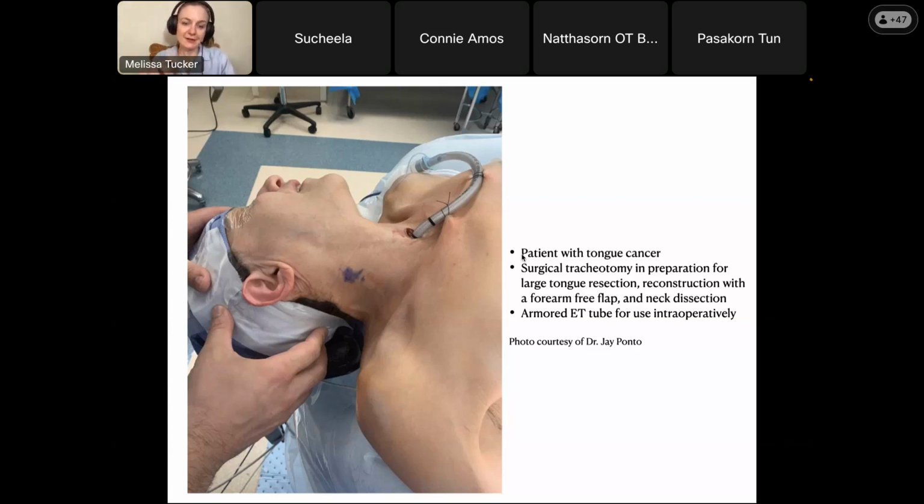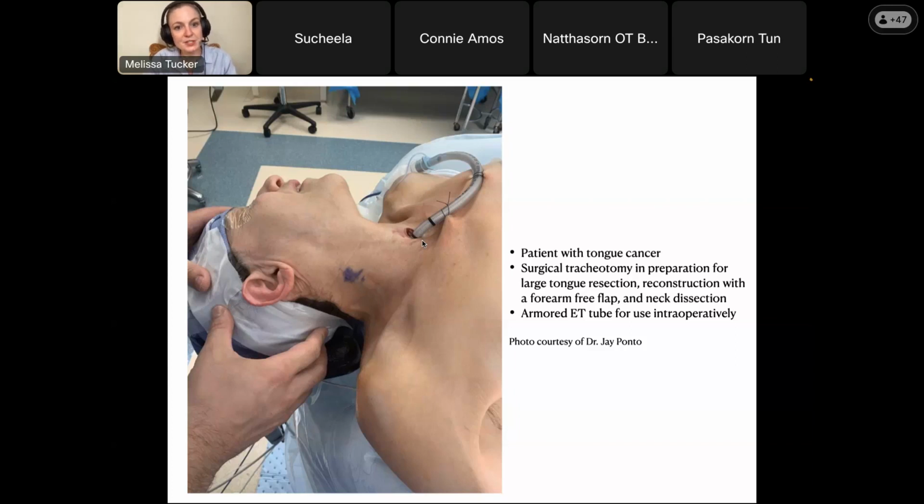So what's pictured here is a brand new surgical tracheostomy. This patient is sedated, they're under general anesthesia. And I should mention these patients have given their consent to have their photos used for educational purposes. This is an armored endotracheal tube that's actually sutured to the patient's chest for use during surgery. It's armored because the surgeons are going to be in this patient's airway with sharp instruments, and they want to make sure they don't actually nick the endotracheal tube and compromise the airway during the surgery.